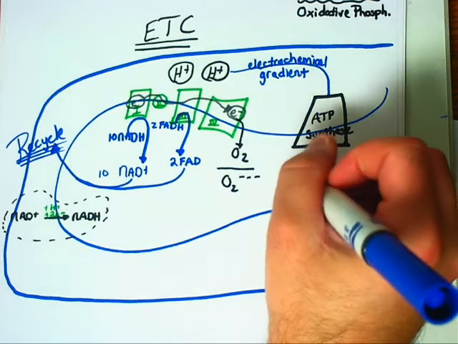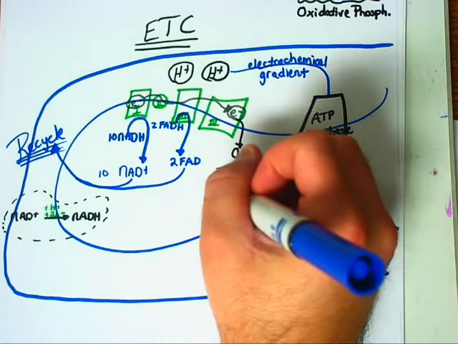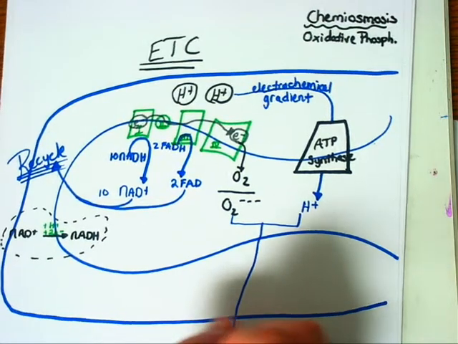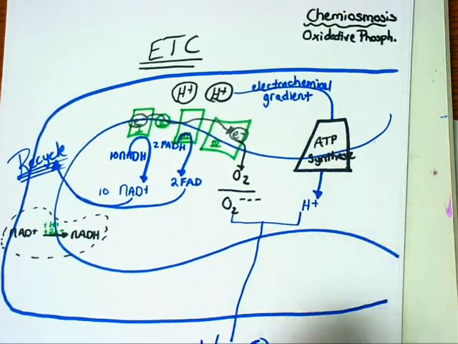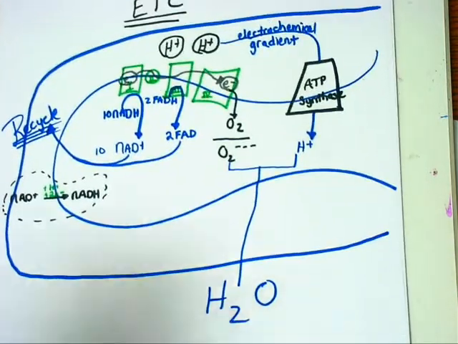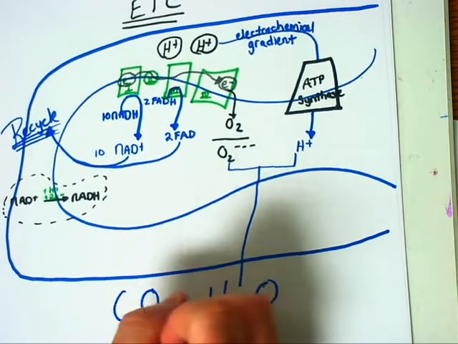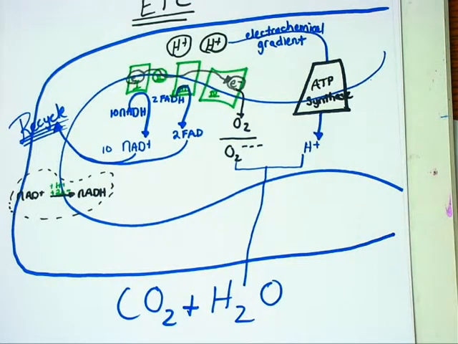Now when the H plus ends up down here, what do you think it combines with? And what do we have formed? Wasn't that another product of respiration? Weren't your two products the CO2 and the H2O? Now you know where they're both formed.